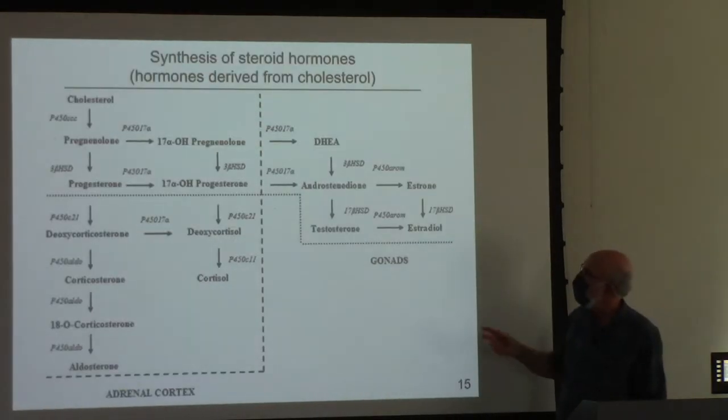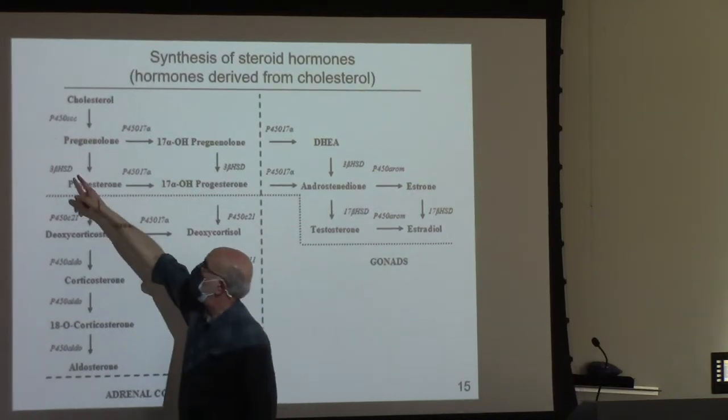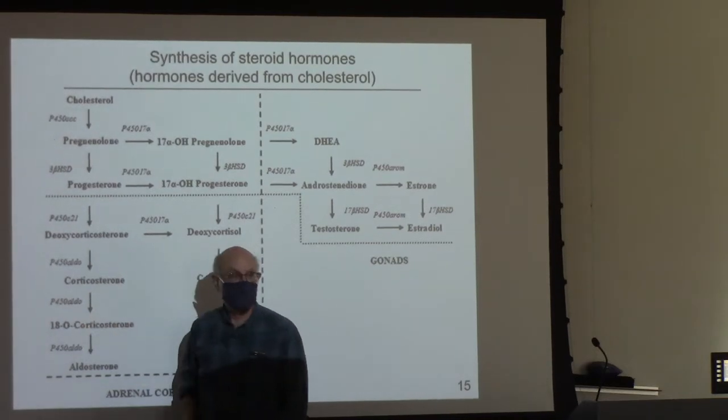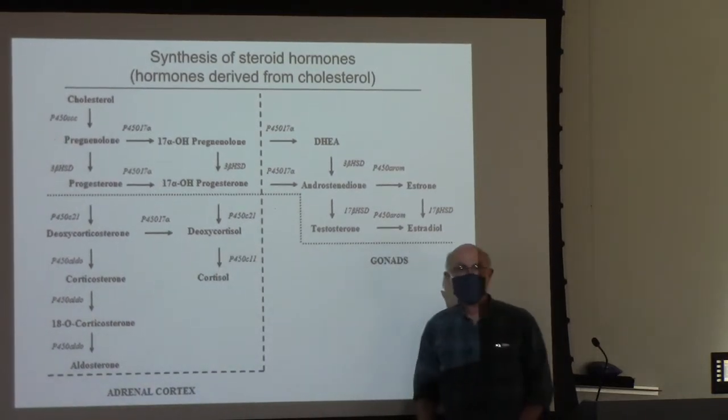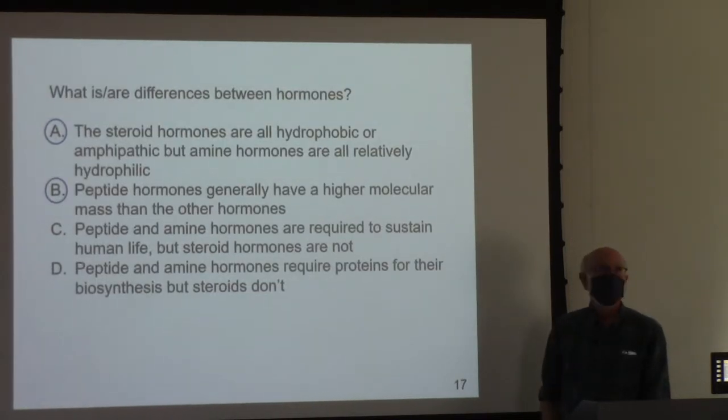So to make the steroids, we need proteins, enzymes. So A and B are true, and C and D are false.